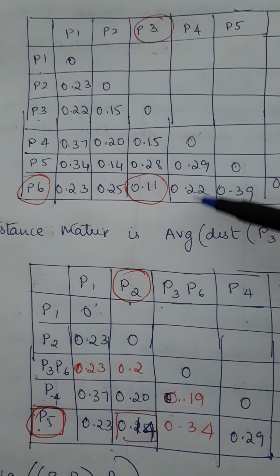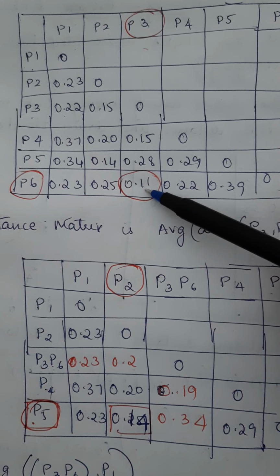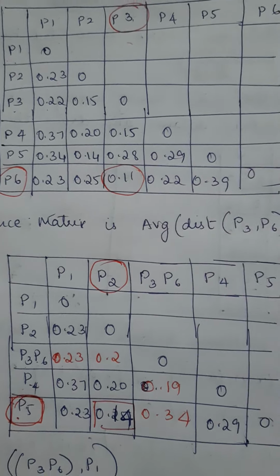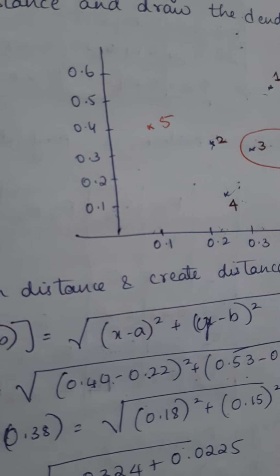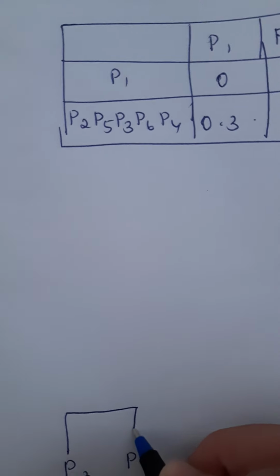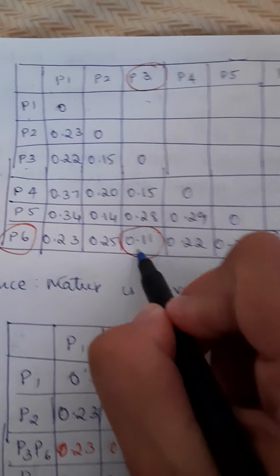Now the next step is to find the least value in this distance matrix. The least value here is 0.11, and 0.11 corresponds to the points P3 and P6. So in the dendrogram, first I am going to form a cluster of points 3 and 6. The 2 points 3 and 6 will be merged together to form a cluster. In my dendrogram, I have all the 6 points over here, and I will first cluster the points P3 and P6 because they have the least value of 0.11.